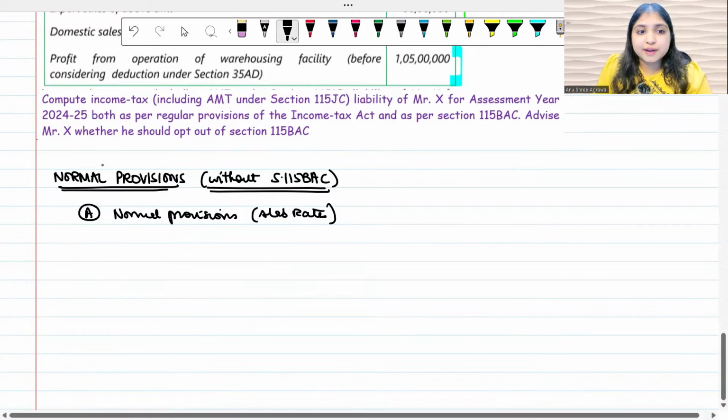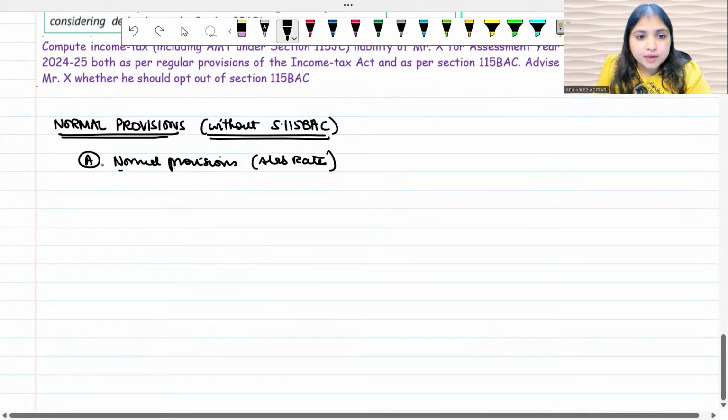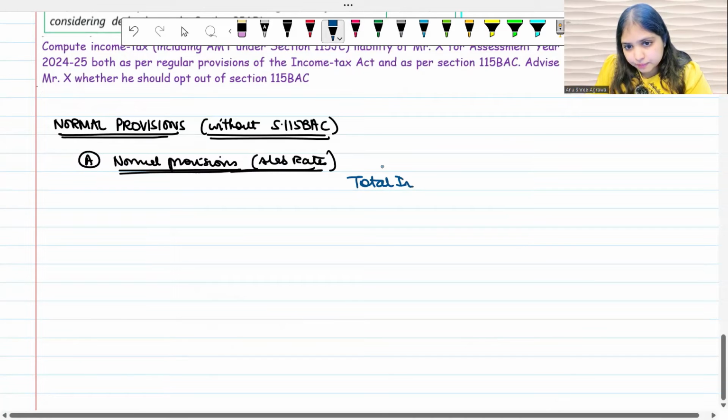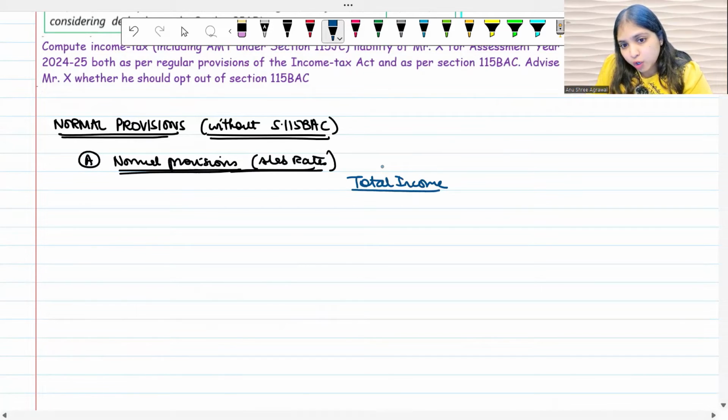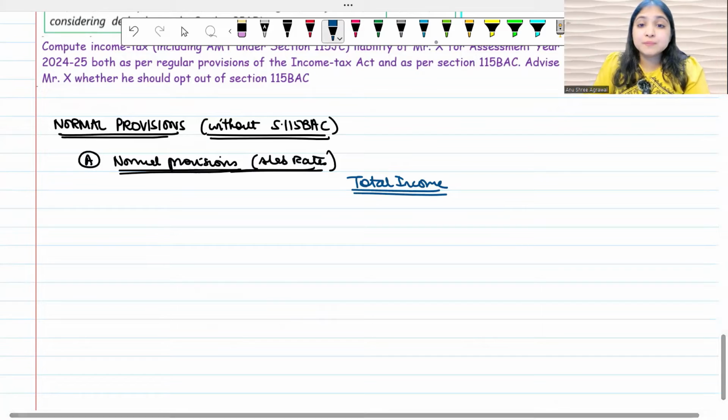So they're asking us to find income tax. To find income tax, first of all, we need total income, guys. So under the normal provisions of the income tax, first of all, I'm going to do computation of total income. Keep in mind, we're not following 115 BAC. We're doing as per the normal provisions first.